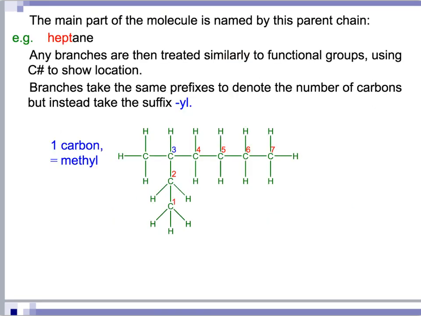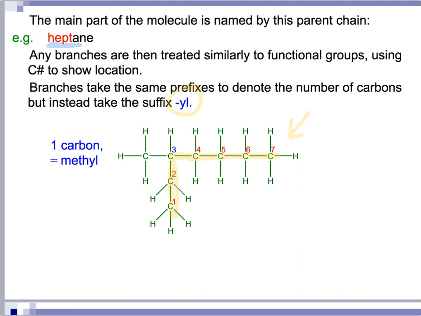So the main part of the molecule is named for that parent chain, so that is named heptane. And then we treat the branches just like we did the functional groups or the double bond or the triple bond in the previous examples. We use numbers to show location, and then a branch takes the suffix -yl. So in this little picture here, now I did this on purpose. On the last page, when I highlighted this chain, I actually numbered it with 1 starting at this end. I kind of lied to you.